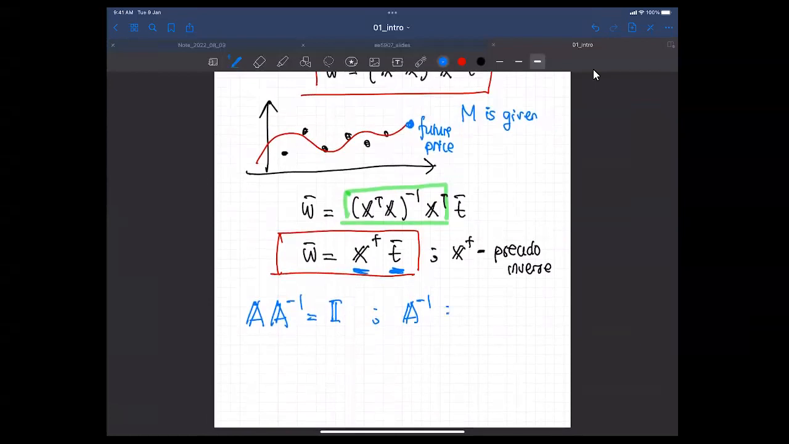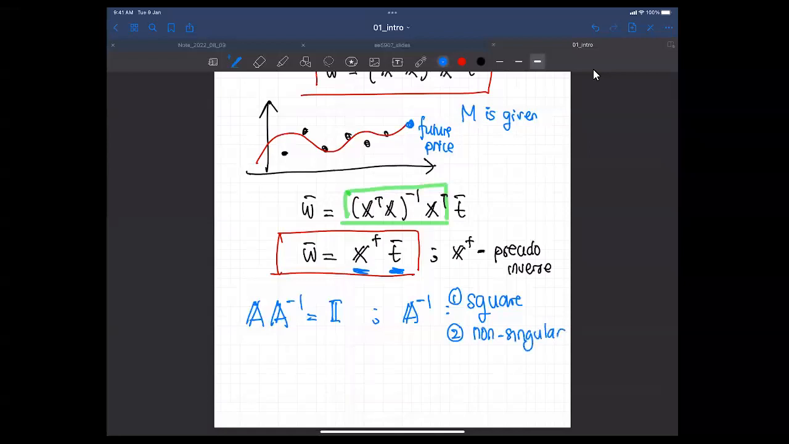It has to be square, right? It has to be square in the first place. If it is not square, you cannot invert it. That is the first criteria. And the second criteria is what? That one is called non-singular. So a matrix can be inverted properly if it is square and non-singular.